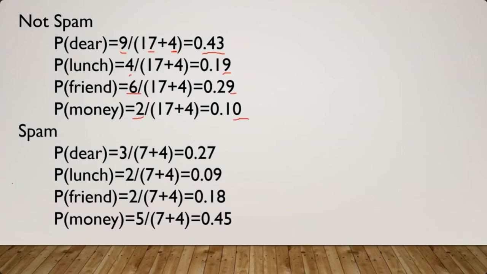And we are going to change the values of spam also. So the previous value of dear was 2 and it has changed to 3. So 3/11 is equal to 0.27. And 2/11 is equal to 0.09, and 1/11, actually it's 1, I changed it as 2, sorry guys, it's actually 1. So 1 will be 0.18 and 5 will be 0.45. It's actually 1, not 2.